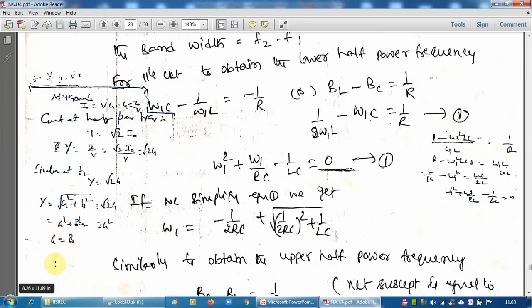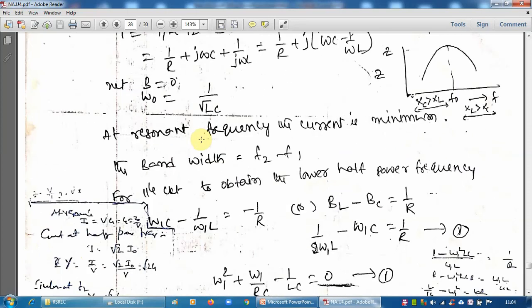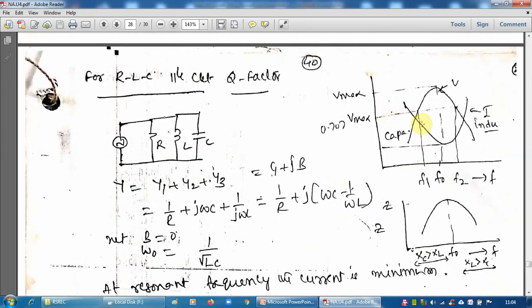So these are all dual relationships. Dual of R is G, dual of X is B, like that. Now, to get the expressions for F1 and F2 as in the previous case, if you want F1 at this point, what is the condition you have to say? At this point G equal to B.